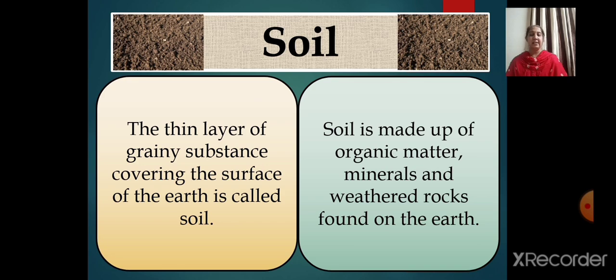Landforms determine the type of soil. And what is soil made up of? You can get a question like this. Soil is made up of organic matter, minerals and weathered rocks found on the earth. Now this happens through the process of weathering. Now the right mix of minerals and organic matter together makes the soil fertile.